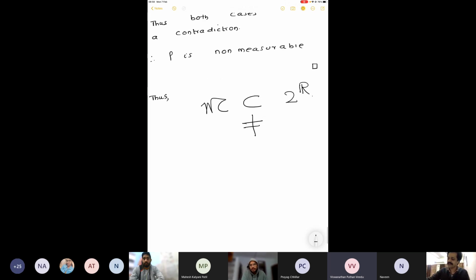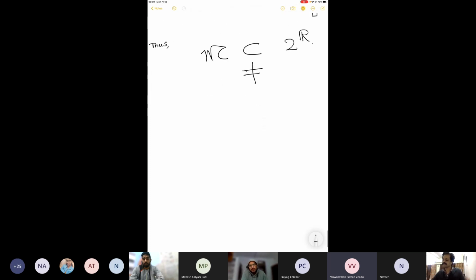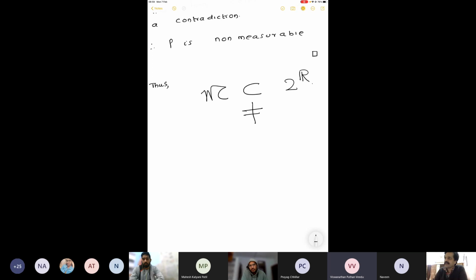Yes, sir. One example can you give? Nowhere differentiable functions. Yes, sir. F of x equals 1, x belongs to Q. No, you don't have to give the expression. Weierstrass function. Have you heard about the Weierstrass nowhere differentiable function? Okay. Anyway, the point is not that.